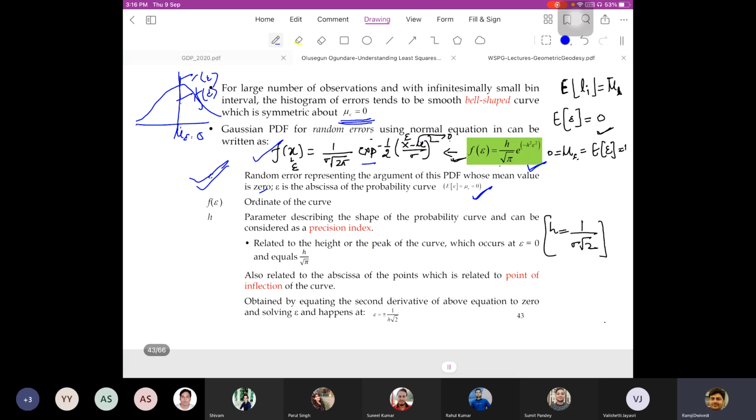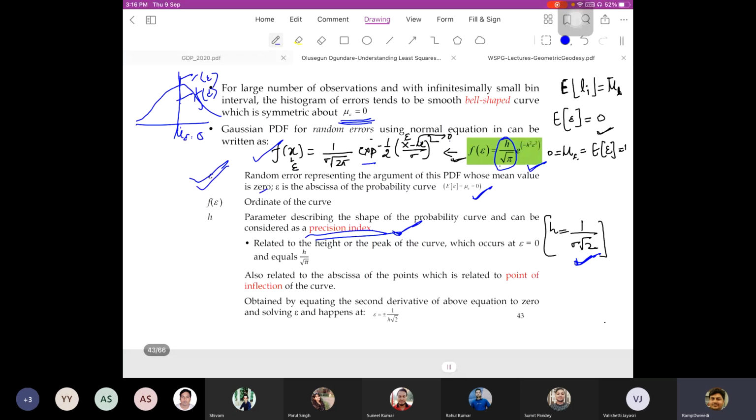The h is the parameter describing the shape of the probability curve and can be considered as the precision index. Okay, so that is one thing which we need to see. What is h? h is nothing but, you could see what is replaced here. What have we replaced? We have replaced 1 by sigma root 2, and represented it as h.